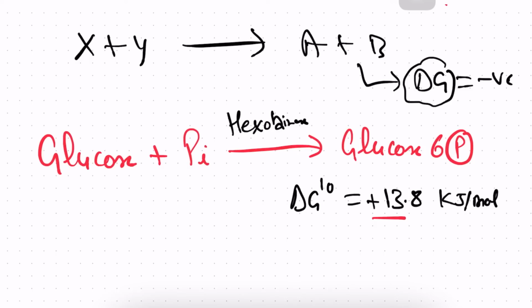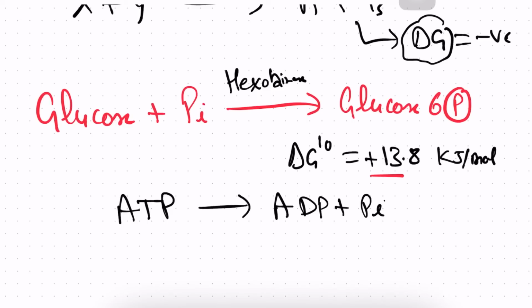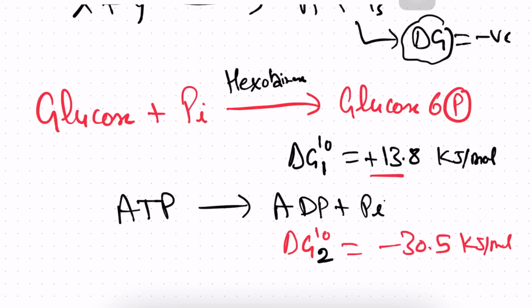Now how is this reaction going to proceed, how is it going to occur within the cell? When this reaction is coupled with another reaction. The other reaction is ATP being hydrolyzed to ADP plus Pi, and here delta G prime naught is minus 30.5 kilojoule per mole. So let's suppose this one is reaction 1 and this one is reaction 2.